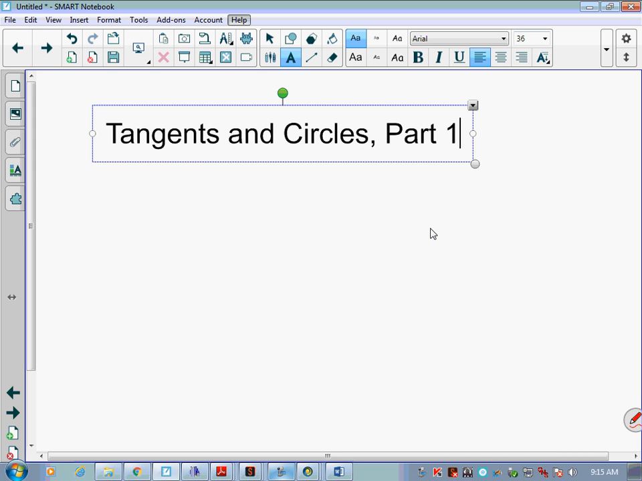Let's see if I can get someone to read, and I'll probably repeat this so that it ends up in the recording, but so that we're getting a little bit of practice reading. Aaron, would you read that first paragraph next to New Concepts? Okay, we're working on getting there. Tangents and Circles, Part 1.